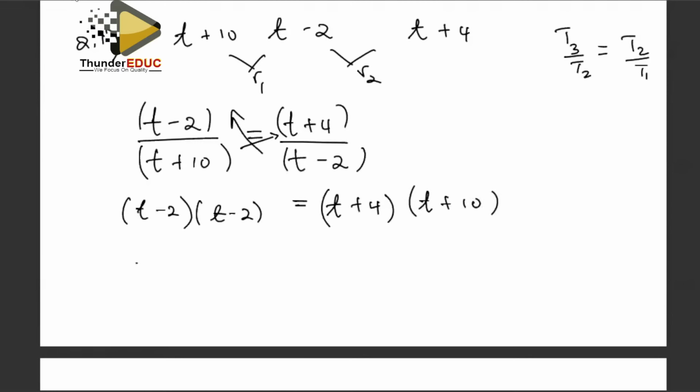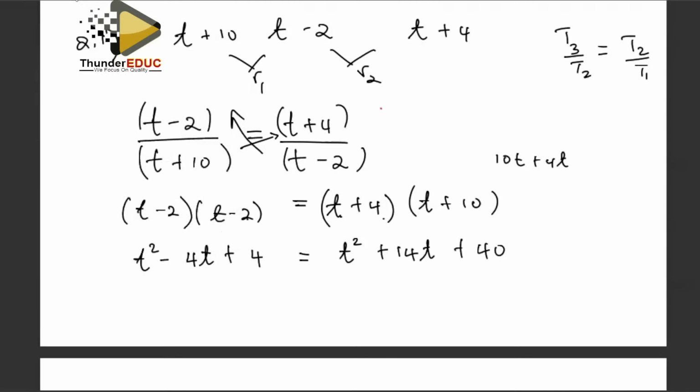Okay, so t and t is t squared. This and this is a minus 2t, a minus 2t, which becomes a minus 4t. And then we have a positive 4. On this side, t and t is t squared. T and 10 is 10t. 4 and t is a positive 4t, meaning that the total is 14t. And then 4 times 10 gives us 40.